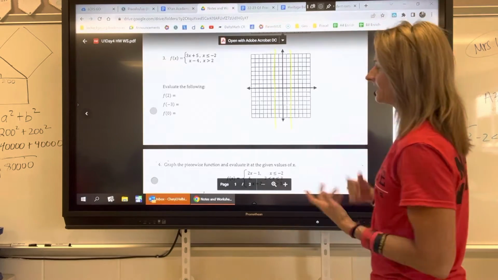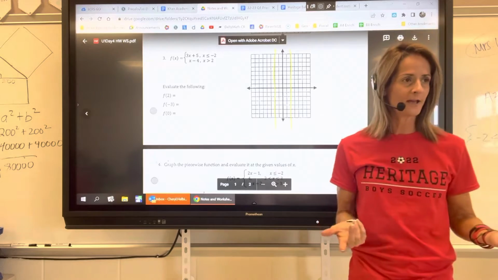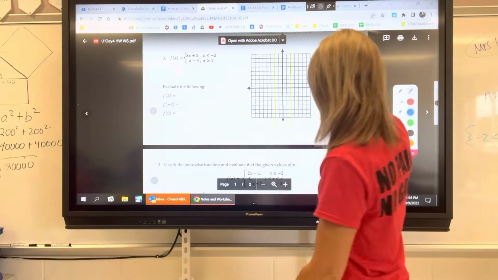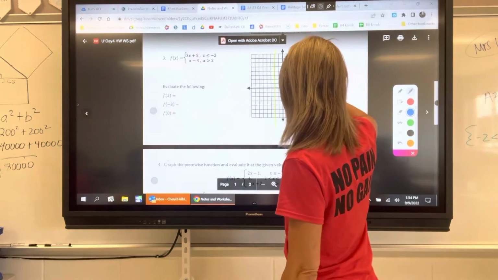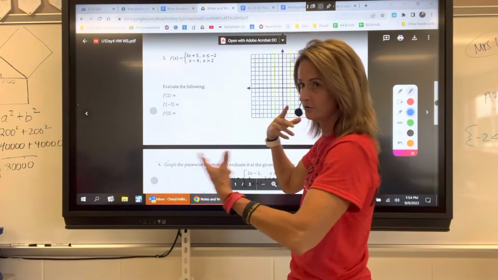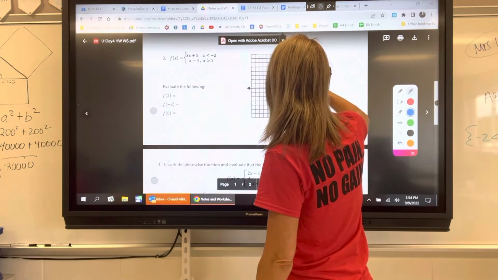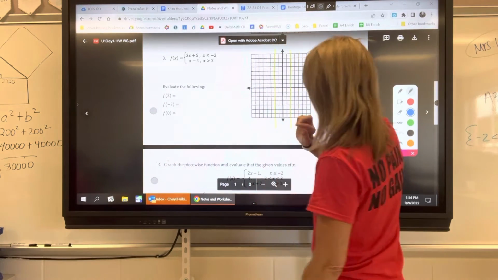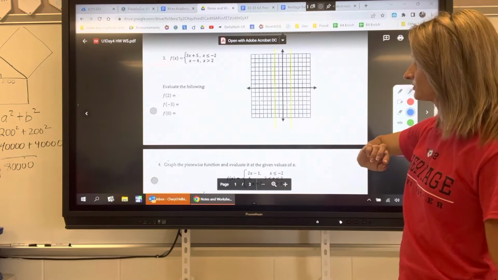All right, so how do you graph from algebra 1? How do you graph y equals 3x plus 5? You start with the y-intercept 5, and I don't need these points, but I'm just gonna put them on here to help me graph. So 1, 2, 3, 4, 5. There's my y-intercept. My slope is 3.